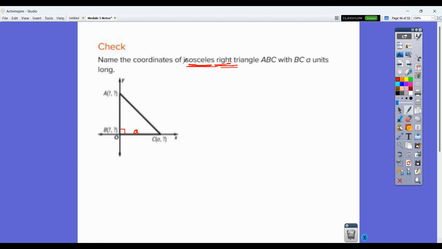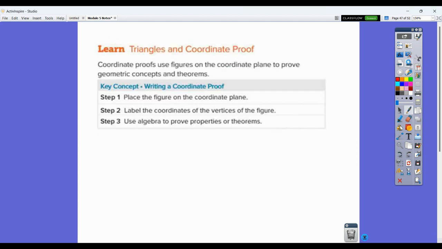If this is going to be an isosceles triangle, think about a right triangle. The hypotenuse has to be the longest side. The hypotenuse cannot be the same measure as either of the legs, which means for this to be isosceles and have two congruent sides, it has to be these two. So if I know that BC is a units long, then I know that AB is also a units long. If I'm going to fill in my ordered pairs, this would be (0, 0). To go from (0, 0) to C, I went a units right and 0 units up or down. And to get to A, I went 0 units left or right, and I went up a units. So those are the ordered pair coordinates I would get.